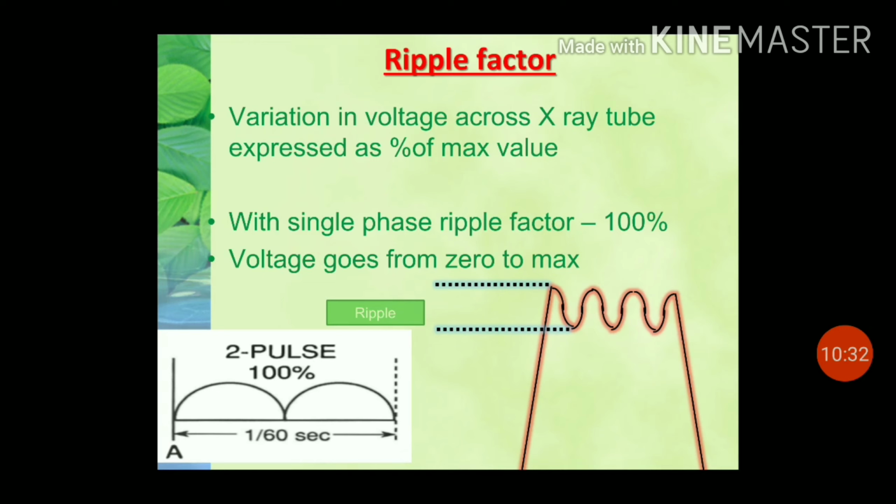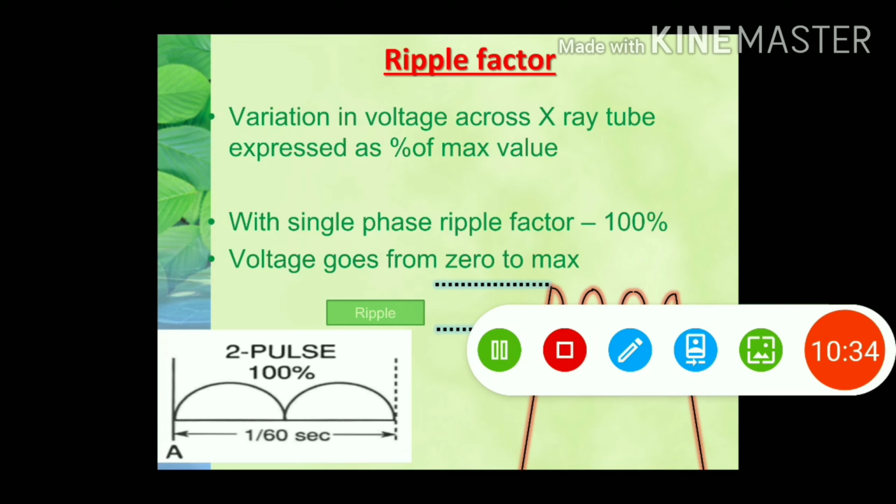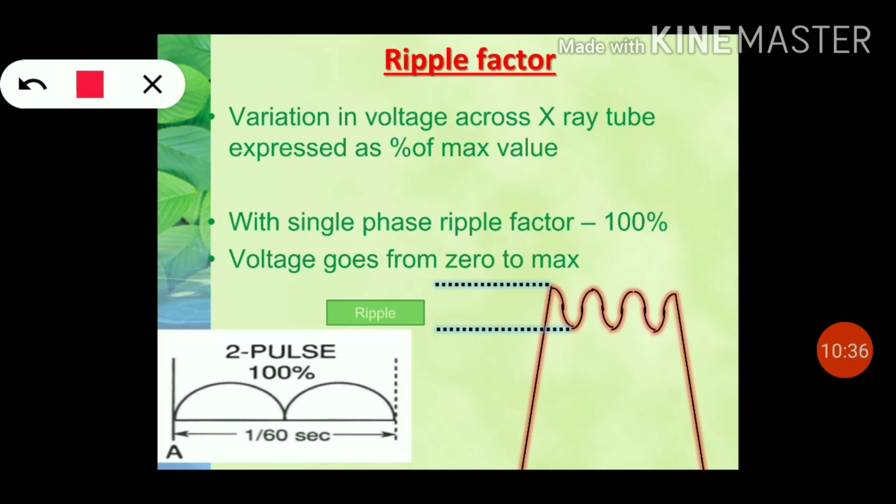Ripple factor, what is ripple factor? Now what is ripple factor? It's a variation. Variation means it goes to maximum, minimum, then comes to 0, then maximum, then comes to 0. Okay, this is the variation in voltage across the X-ray tube that is expressed as a percentage of the maximum value.